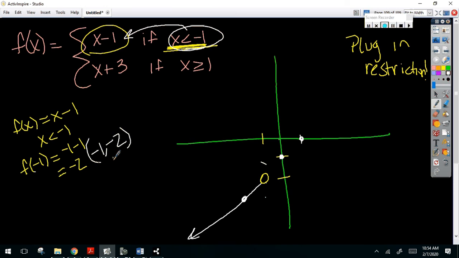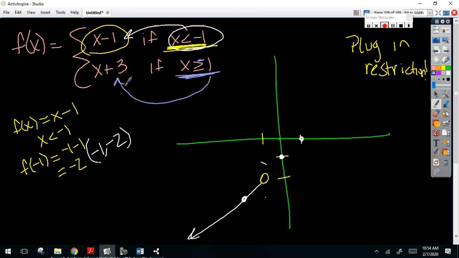So now look at the second one. I'm going to follow the same procedure here. I'm going to take the restriction. X has got to be bigger than or equal to 1, right? Maybe that should have been -1. It should be -1, I'm sorry. Okay? I'm going to plug that in here now.